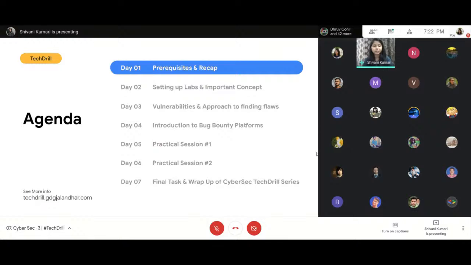And on day seven, we will wrap up the cybersecurity tech drills series and give the final task. And post completion of the task, we will earn certificates. And yes, don't worry about the task. It won't be that hard. Just concentrate on your sessions, and it will be easy for you guys.